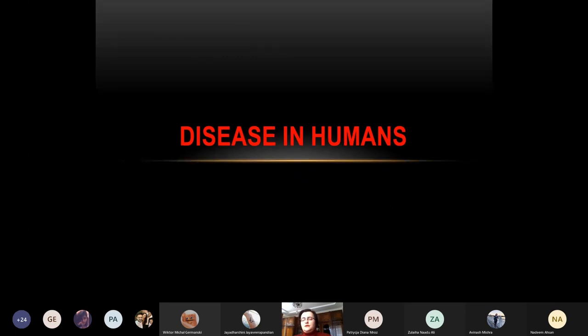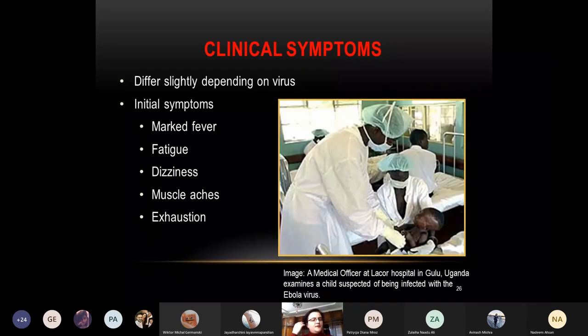And now we will discuss the disease in humans in general, and later we'll speak about Ebola. Specific signs and symptoms vary by the type of viral hemorrhagic fever, but initial signs and symptoms often include marked fever, fatigue, dizziness, muscle aches, loss of strength, and exhaustion. Here you can see a suspected Ebola case in a small child.